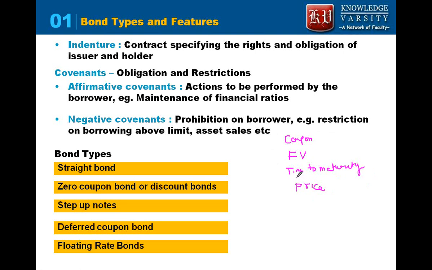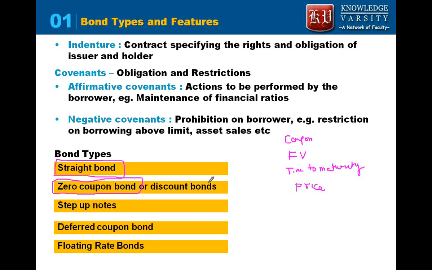The simplest type of bond is the straight bond, also called a plain vanilla bond. This straight bond has a coupon, and it regularly pays the coupon. The coupon can be paid annually, semi-annually, or monthly. It has a face value and a certain time to maturity. It is the simplest type of bond. Then next you have the zero coupon bond. As the name suggests, the coupon of this bond is zero.